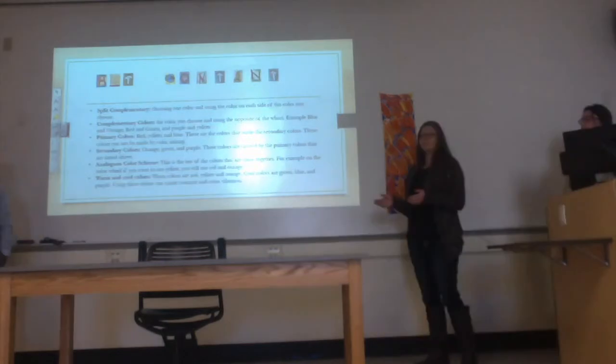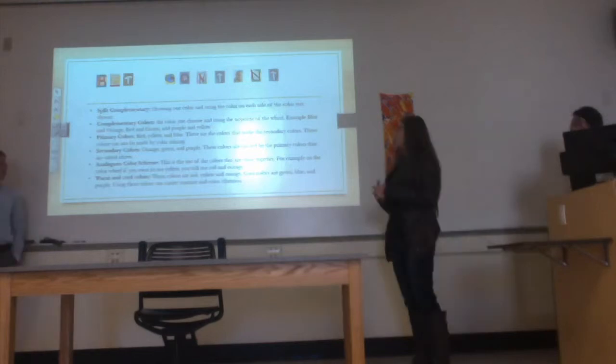The warm and cool colors: warm colors are red, yellow, and orange, and the cool colors are green, blue, and purple. When you put these together, it creates a contrast, and it makes your eyes vibrate, and that's why sometimes it's hard to look at colors that are opposite of the color spectrum.